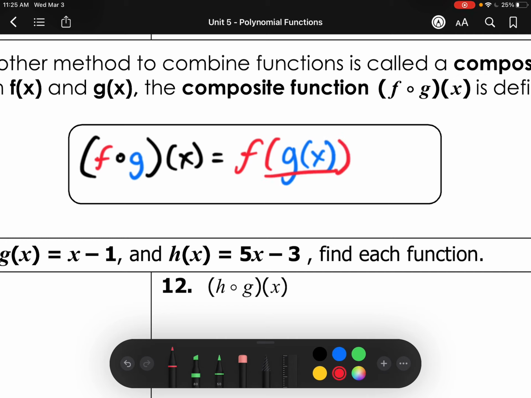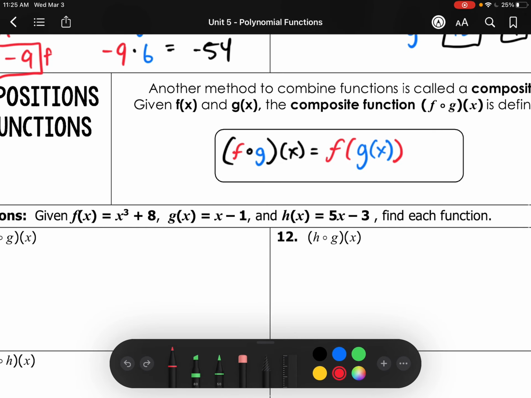So in this example right here, g of x is the input. So that means that I would be plugging in function g of x into the x values for f, right? I'm going to continue to color code these so that hopefully it helps you understand what I'm doing.